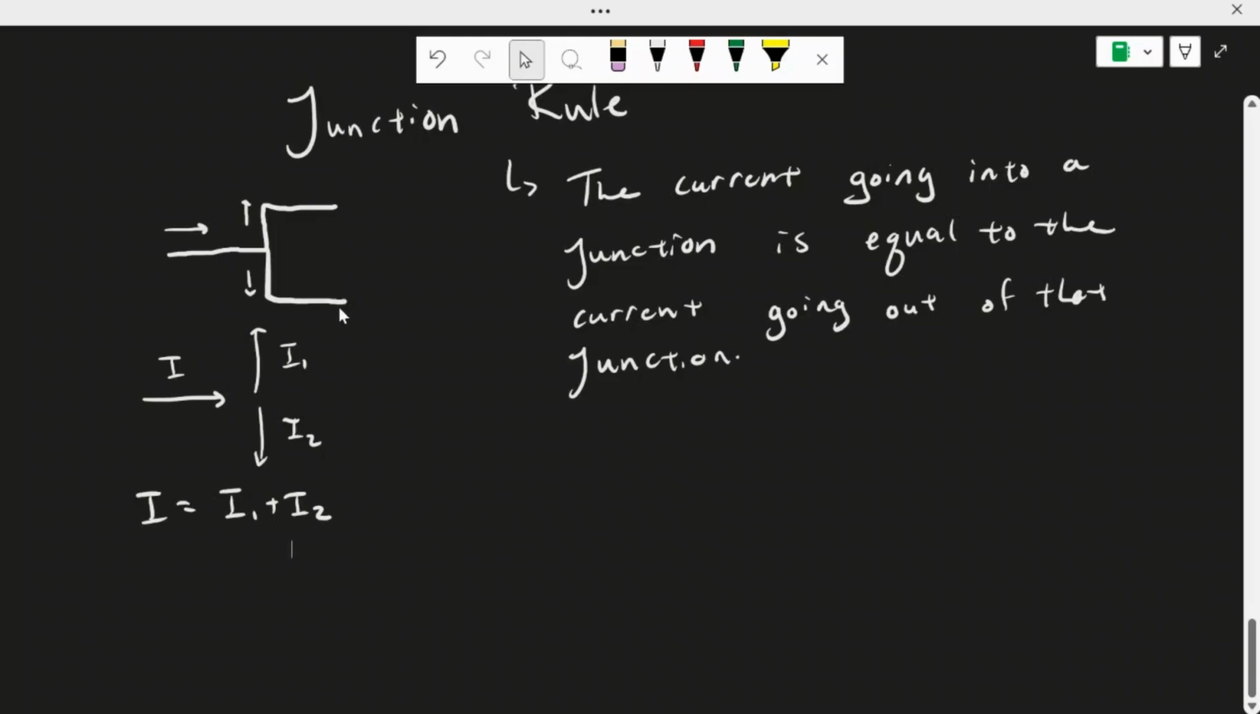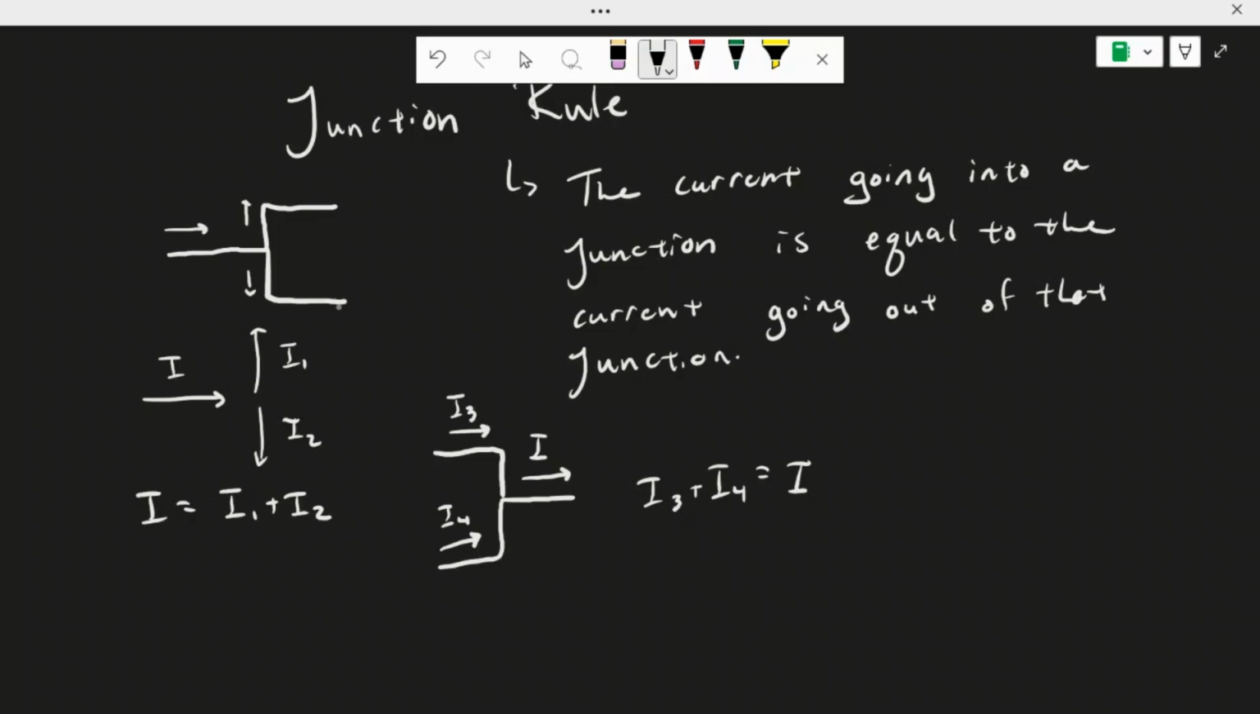And this is one of Kirchhoff's laws. It's the junction rule. But it kind of makes a lot of sense when you think about it. And then it also goes vice versa, right? So if I have a current coming in this way and this way, we'll call these I3 and I4, and then this would be some I, then I3 plus I4 is equal to I. So all the current going into the junction has to equal all the current going out of the junction, being this spot where the wire can go into multiple places.